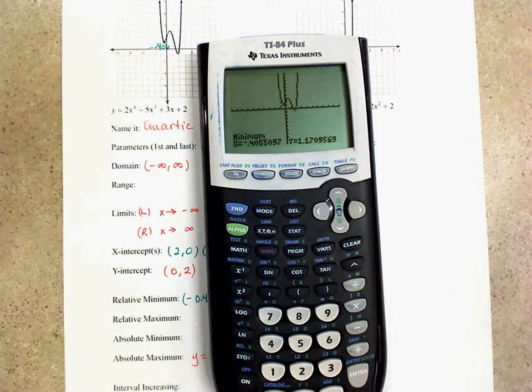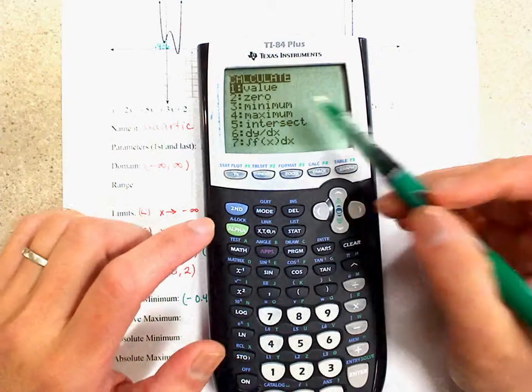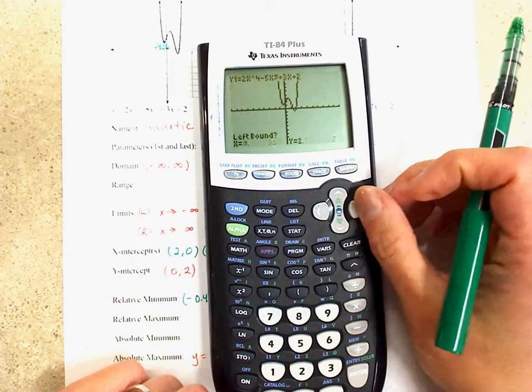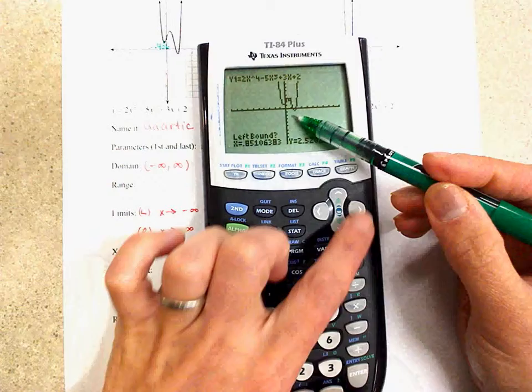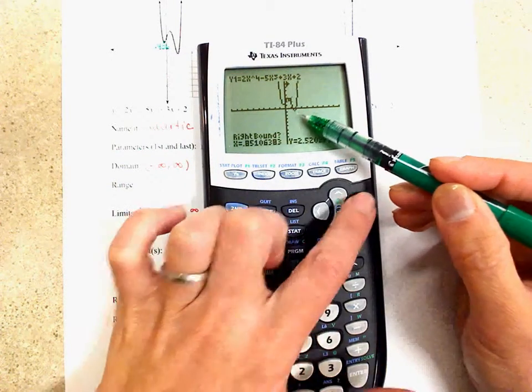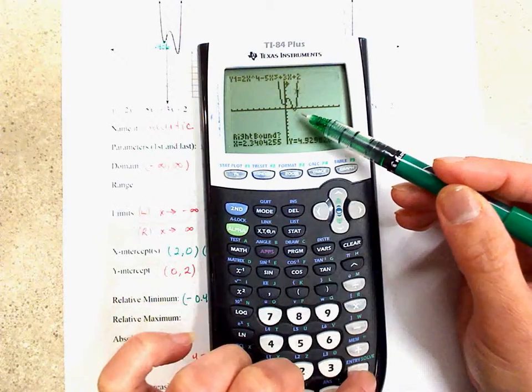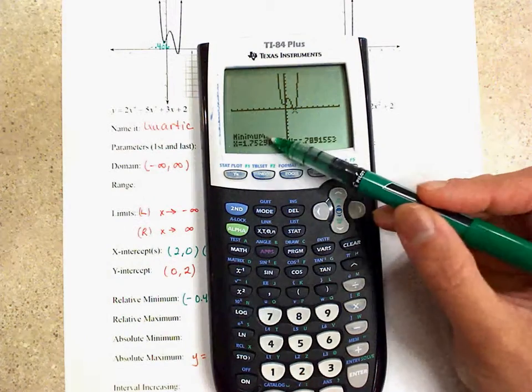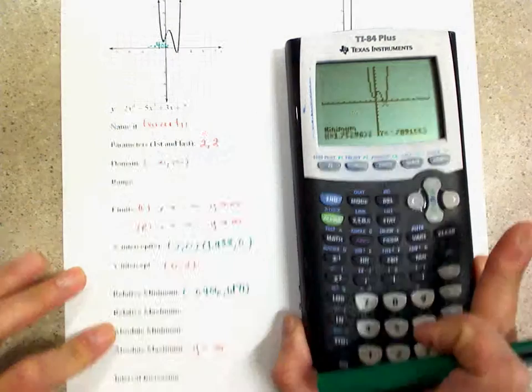So, second calc, go to your minimum, number 3. I'm looking for this point. Right now I'm to the left, so I'm going to push enter, right bound. So I'm going to go to the right bound, enter, and you have found your other minimum. That is your absolute minimum.